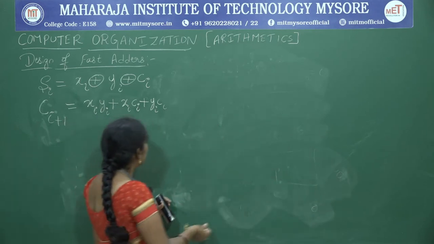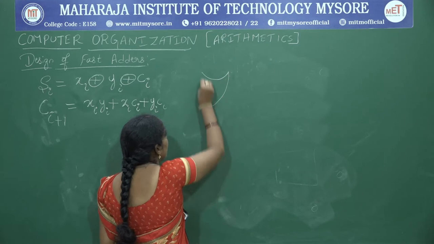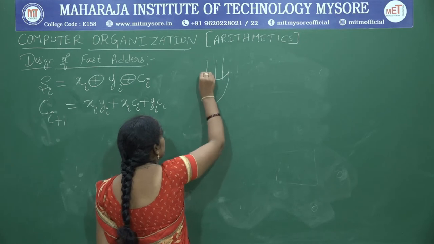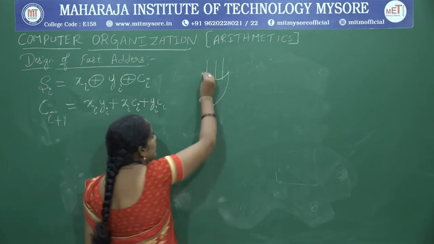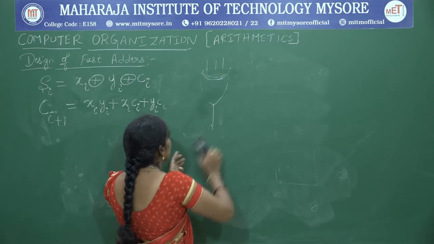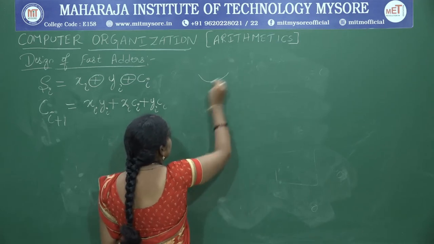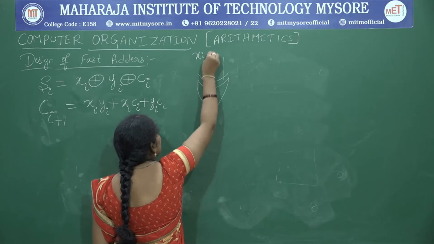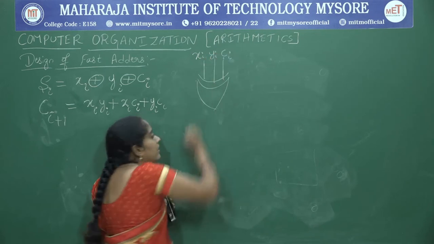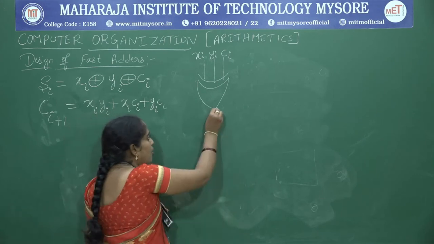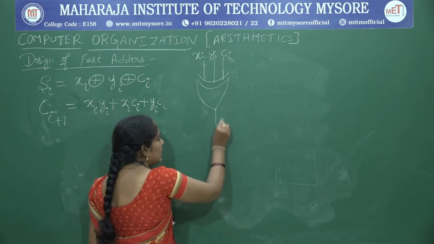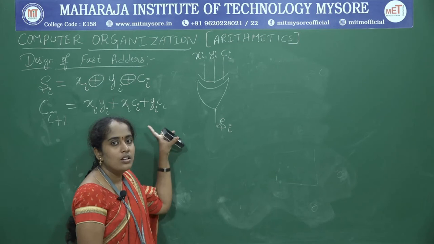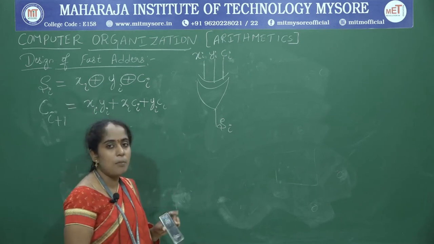So the logic diagram for sum is an XOR of X, Y and C. So here the XOR will contain 3 pins, right? It will contain 3 pins, that is Xi, Yi and Ci. The output from this is Si. Okay, this is to generate the sum.